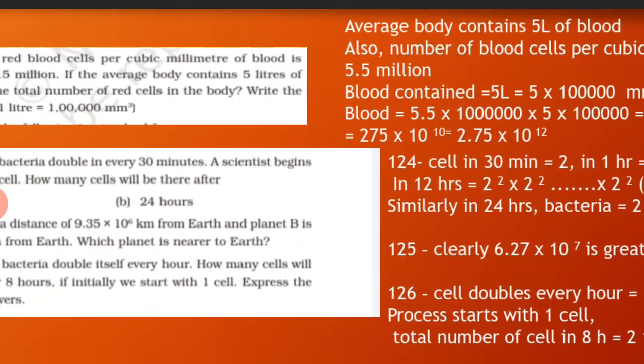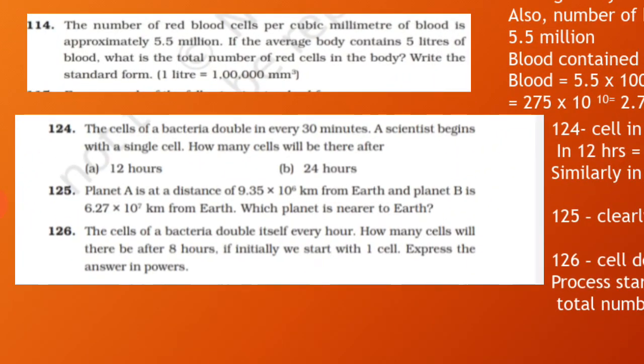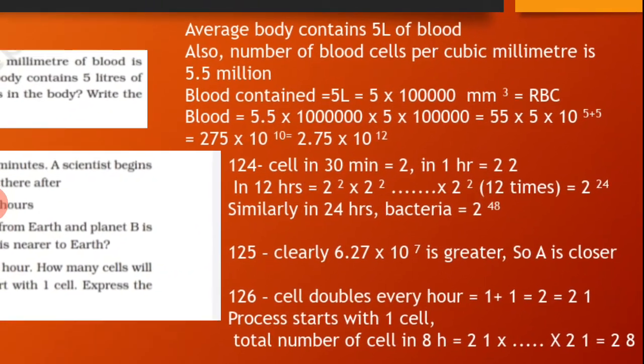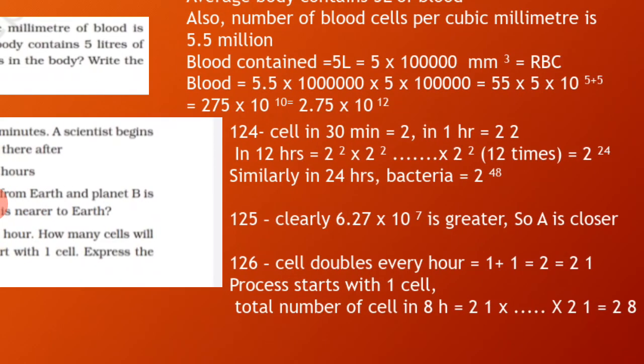Okay, so now we go on to question number 24. The cells of a bacteria double every 30 minutes. That means every half an hour the cell of the bacteria doubles. A scientist begins with a cell. How many cells will be there after 12 hours and after 24 hours? So there are two parts of this question. Have a look at the answer.